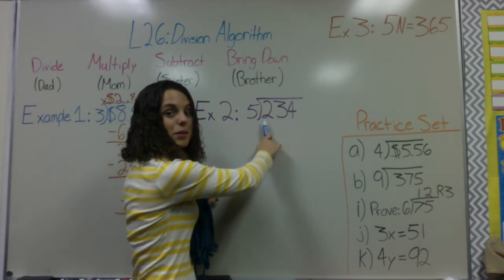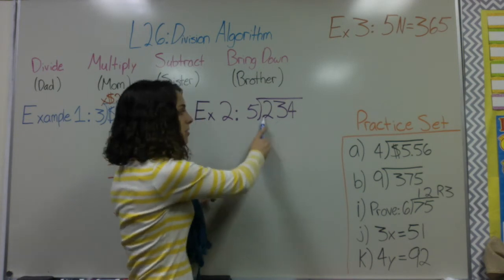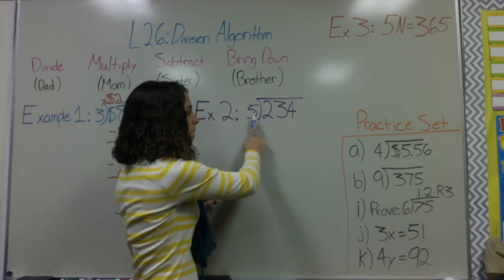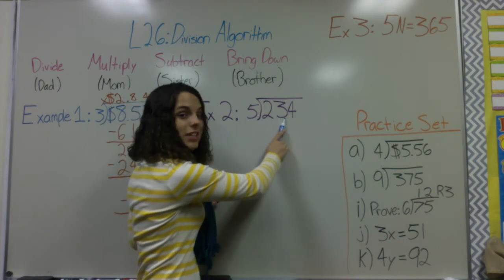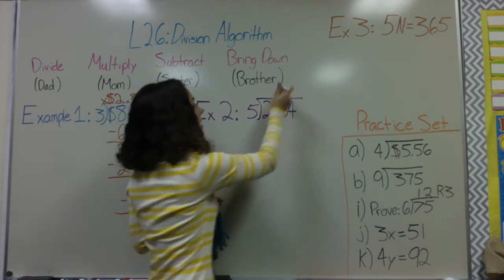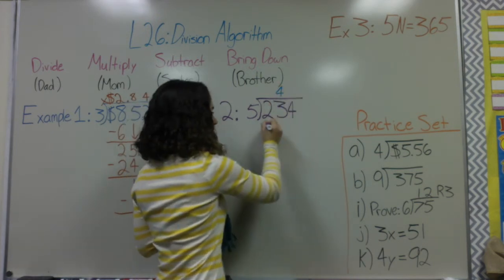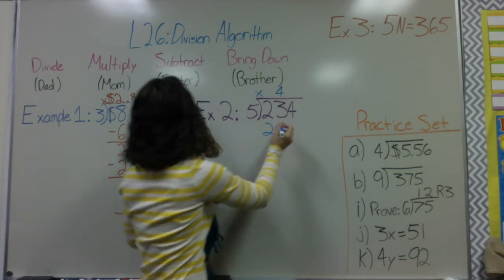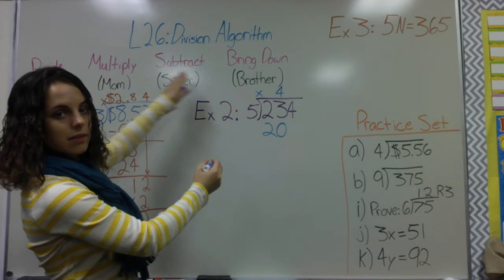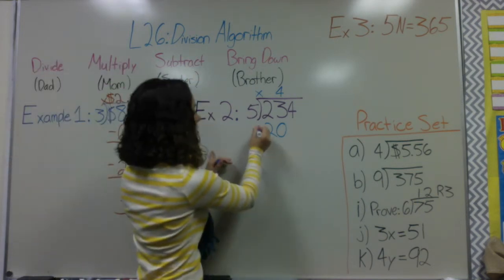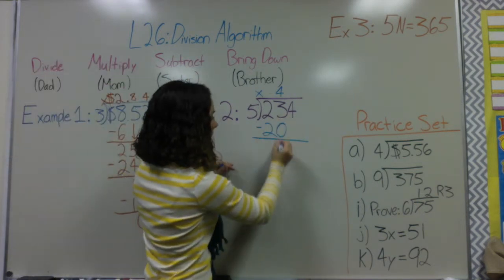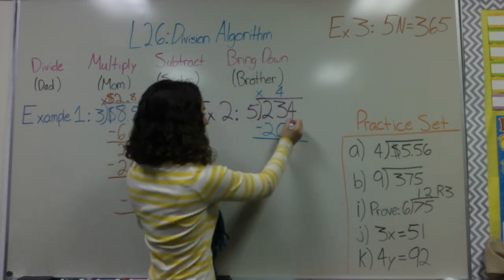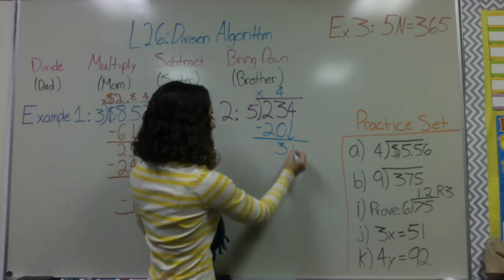That's what we do at the very beginning. If it can't go into my first digit, then I can look to the 2 digits together. How many times can 5 go into 23? Well, I know that 5 times 4 is 20. So I do 5 times 4, and that was my multiplication step. So now I'm subtracting. Subtract 20. Left over with 3. After I subtract, I bring down. I have a 4 to bring down here.